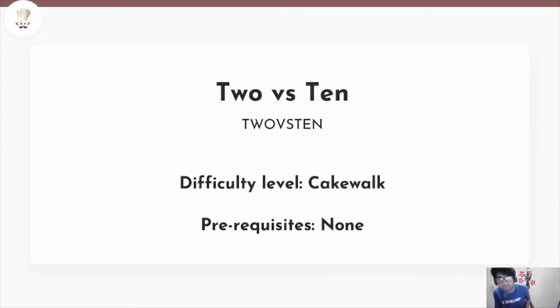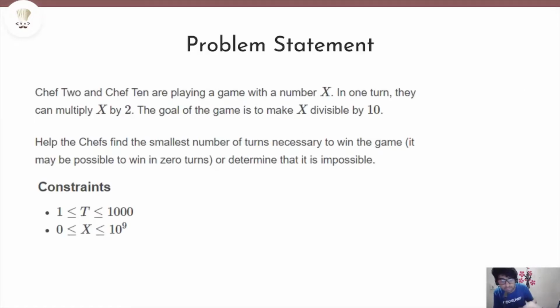Today we're going to be solving the problem 2 versus 10, which was present in the April Lunchtime 2018. The difficulty level of this problem is cakewalk and there are no prerequisites as such in order to solve the problem. So without any further ado, let's get started with the problem statement as usual.